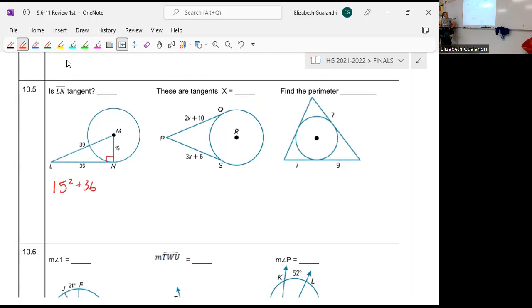squared plus 36 squared, and I want to check if it's equal to 39 squared. That's all I care about in this one. And you will get 1521 on both sides, and therefore you say that yes, it is tangent. So if it is a right angle, then the answer is yes, that it is tangent.